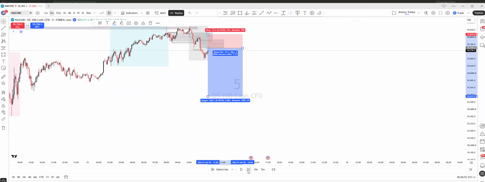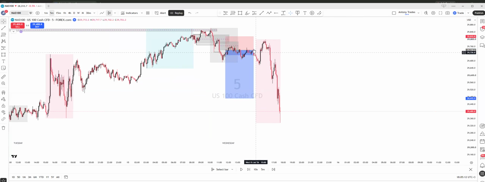Let's keep playing out. See now you got tapped in. Market tries to play along with your entries. All right. Still playing along. Now you have a break. You have a TP hit.